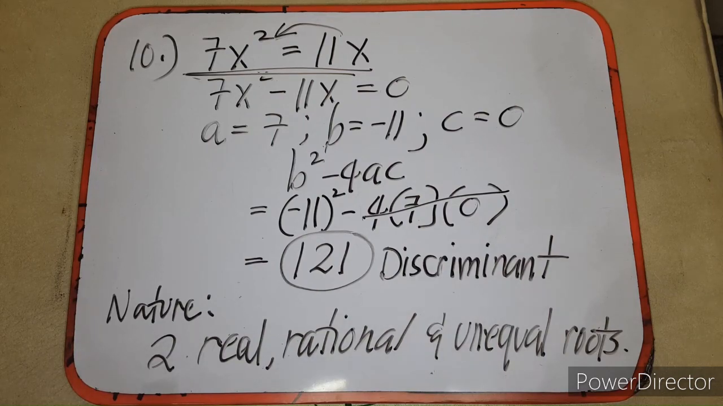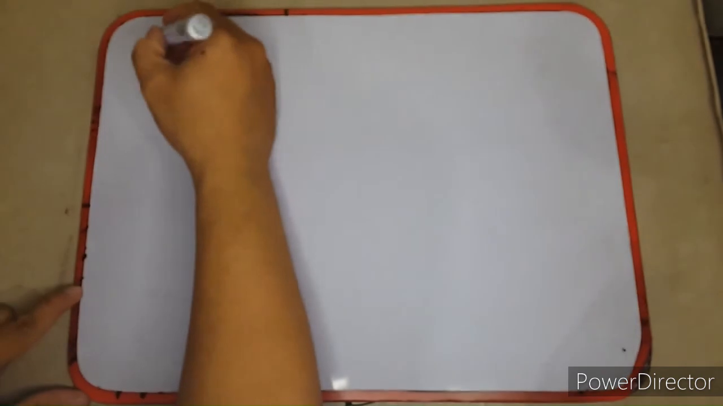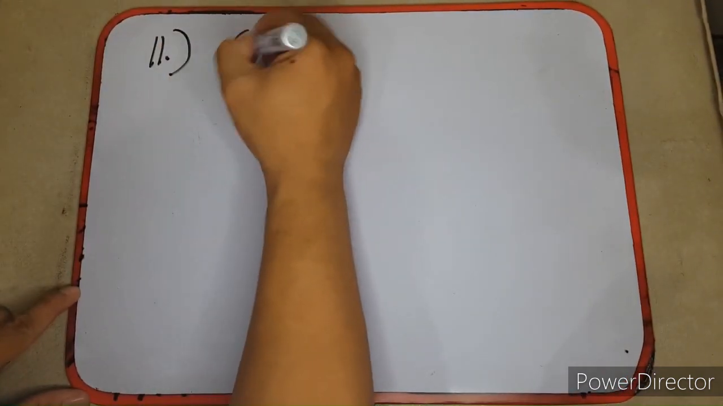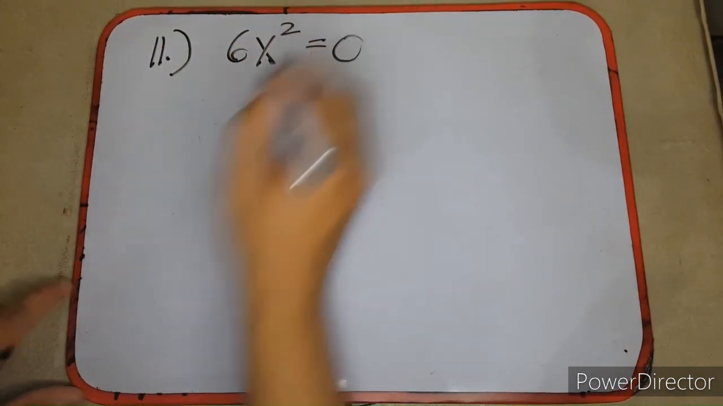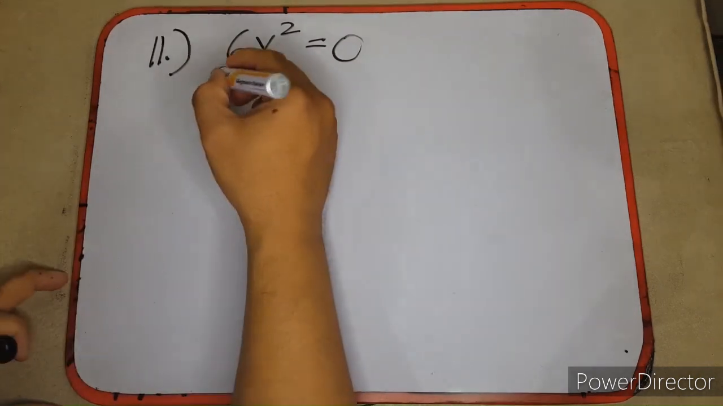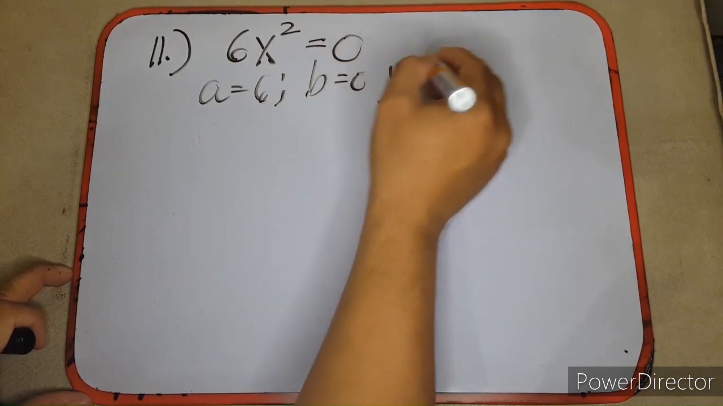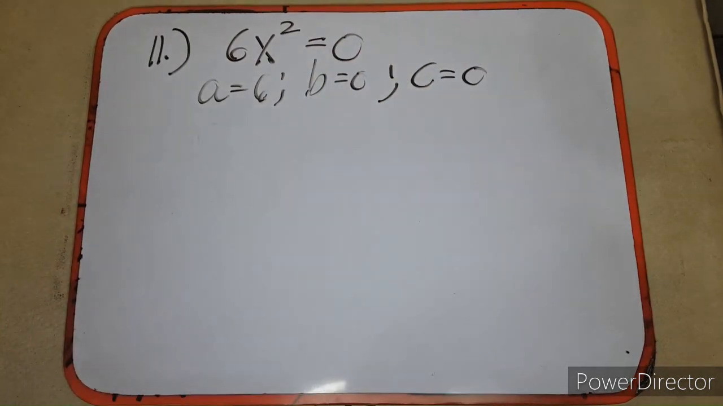So let's try the last example. So let's have example number 11. So example number 11, the given is 6x squared is equal to 0. So in example number 11, this is a quadratic equation where b and c are equal to 0. So since it was already arranged in the right form, let's identify right away values of a, b, and c. So the value of a is 6, b is 0, and c is equal to 0 also.